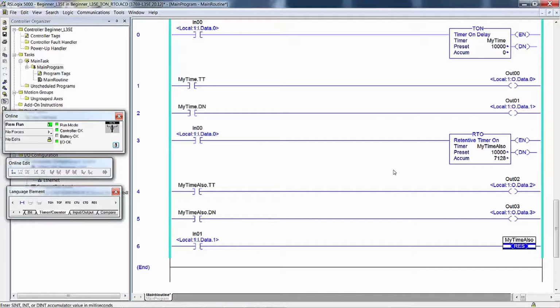Do you see any difference in the values of the instances of the timer data type that each of these two instructions are addressing? Yeah, you see a difference. Right there, RTO is 7128 and TON is on. If I turn it on, they're different.